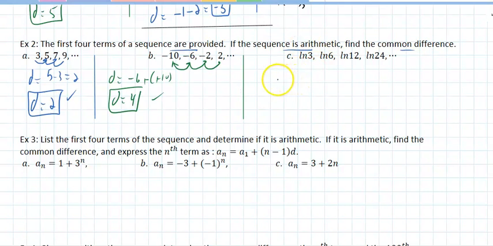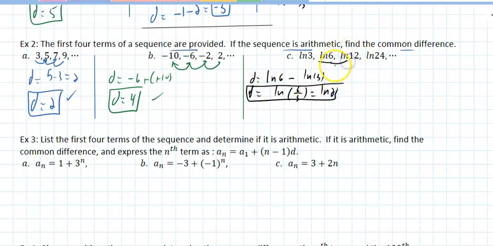Here, if I take any term and subtract it from the previous term, remember how logs work. That's natural log, and you divide 6 over 3, which is natural log of 2. So you're adding natural log of 2 every time.